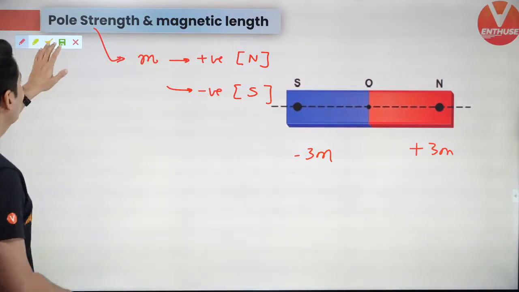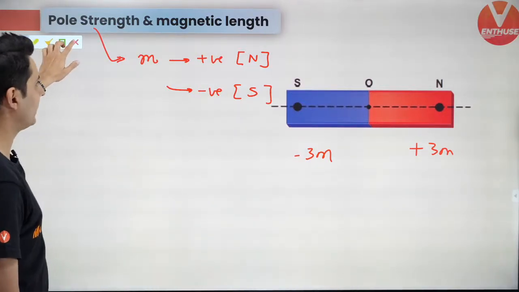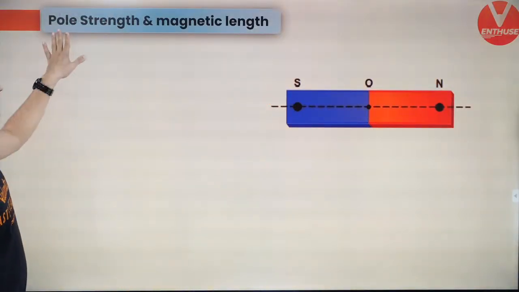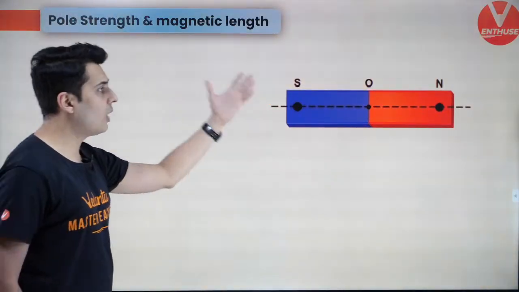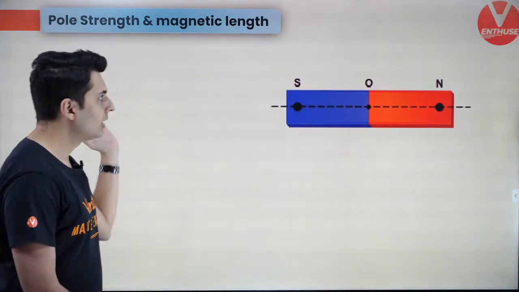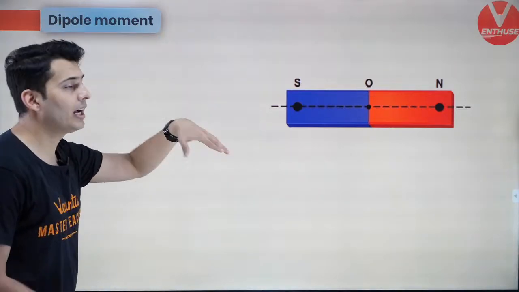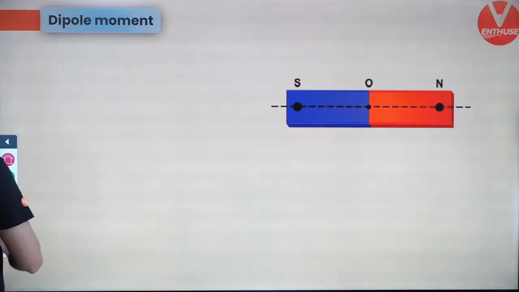Great. What will be the units? We'll come to that. Don't worry. Okay. So we have spoken about pole strength, magnetic length, how it's related to the geometric length. Now the two poles together form a dipole, and they will also have a dipole moment.